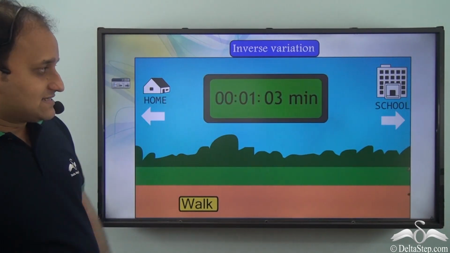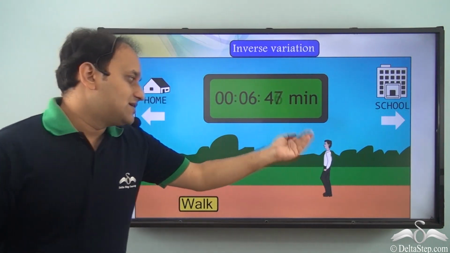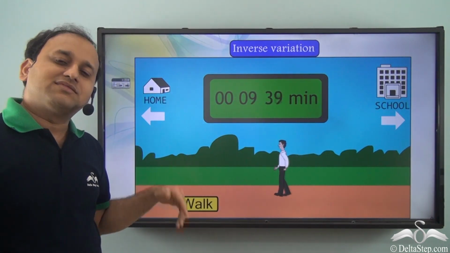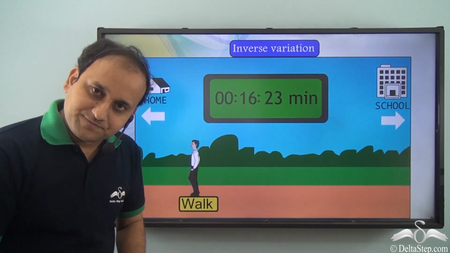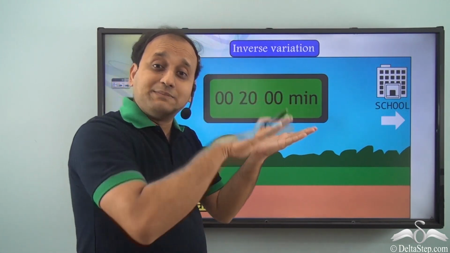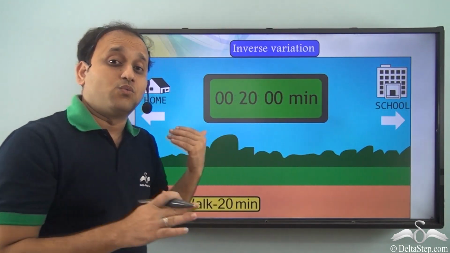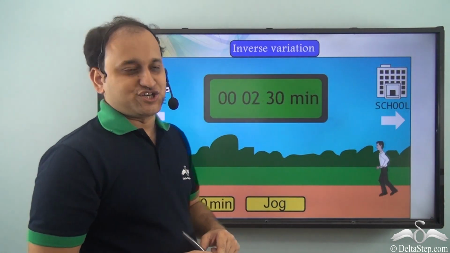Now what about this? Well, here we know that as Ravi increases his speed, the time taken to cover the same distance decreases, isn't it? So what do we see is that speed increases, time taken decreases. What type of relationship is this? This is inverse variation.